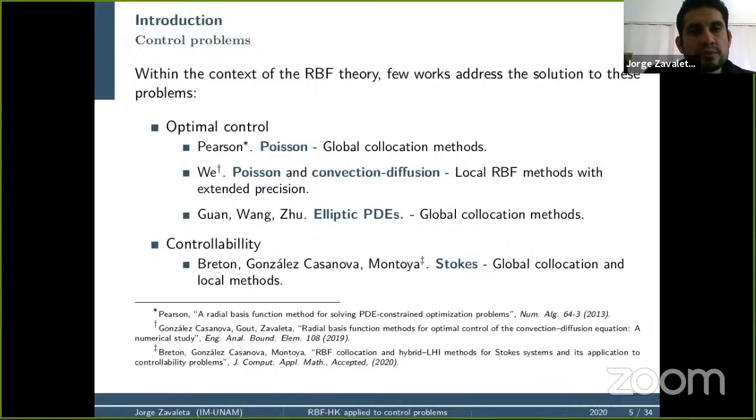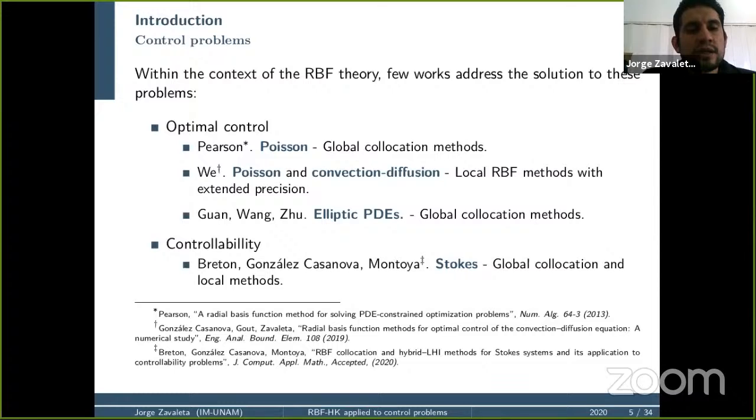For example, to solve distributed optimal control, the first work applied global collocation methods to solve Poisson constrained optimization problems. We extended this work to convection diffusion, and we were also the first to implement local RBF methods with extended precision in order to apply these methods to larger problems. Wong and Xu applied global collocation methods to boundary optimal control, but they use elliptic PDEs as constraints.